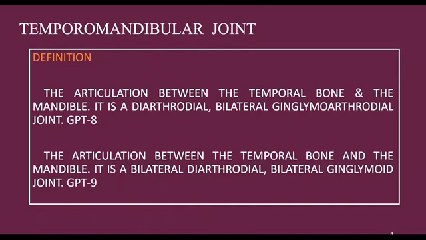Definition according to GPT-8: the articulation between temporal bone and the mandible, it is a diarthrodial, bilateral, ginglymoarthrodial joint. According to GPT-9: the articulation between temporal bone and mandible, it is a bilateral, diarthrodial, ginglymoid joint.